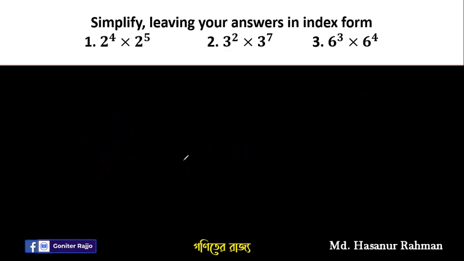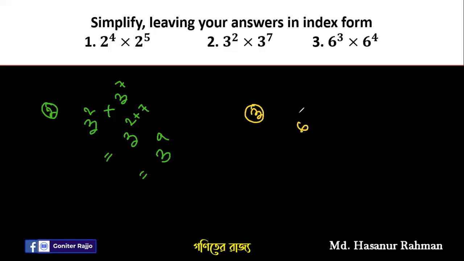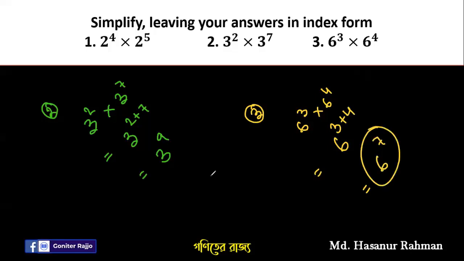Now number 2. Number 2 says 3 square multiplied by 3 to the power 7. Look, the bases are the same, so we have to add the powers. So the answer should be 3 to the power 9. And number 3 says 6 cube multiplied by 6 to the power 4. The bases are the same, so we add the powers. So the final answer will be 6 to the power 7, and that is the index form. We have to leave our answer in this way.